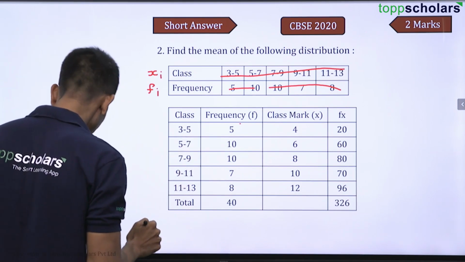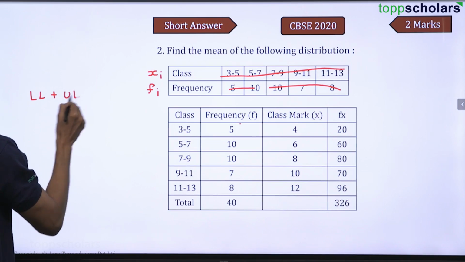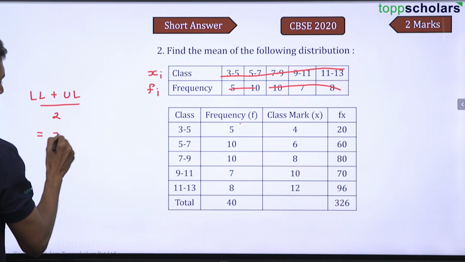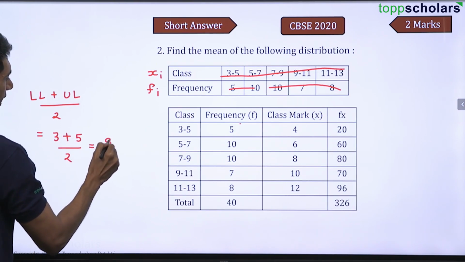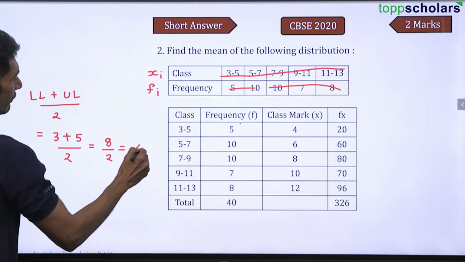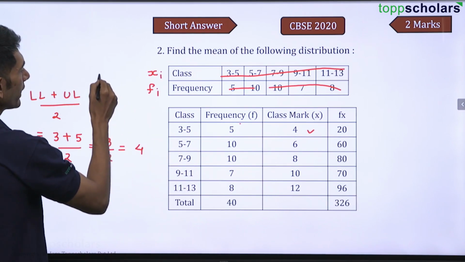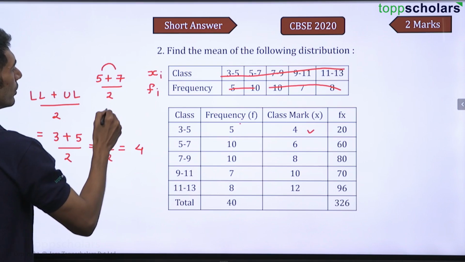So how do we find out the class mark? Lower limit plus upper limit divided by 2, right? So 3 plus 5 divided by 2, that is 8 by 2, and that gives me 4. That is why we have 4 here. Similarly, 5 plus 7 divided by 2.